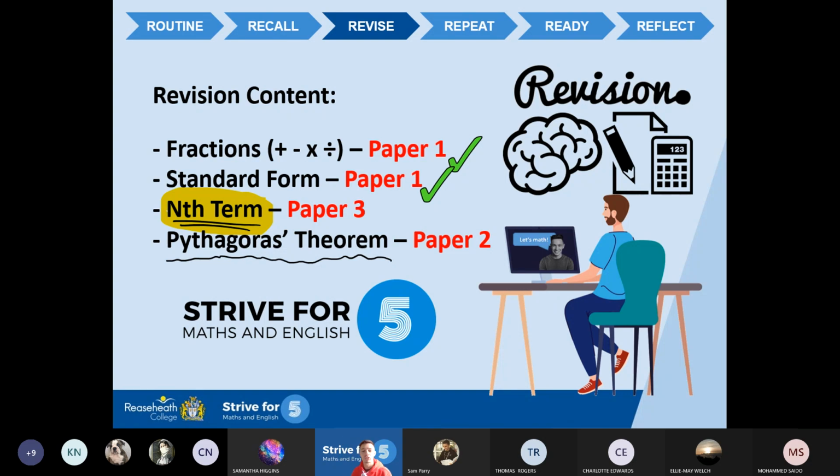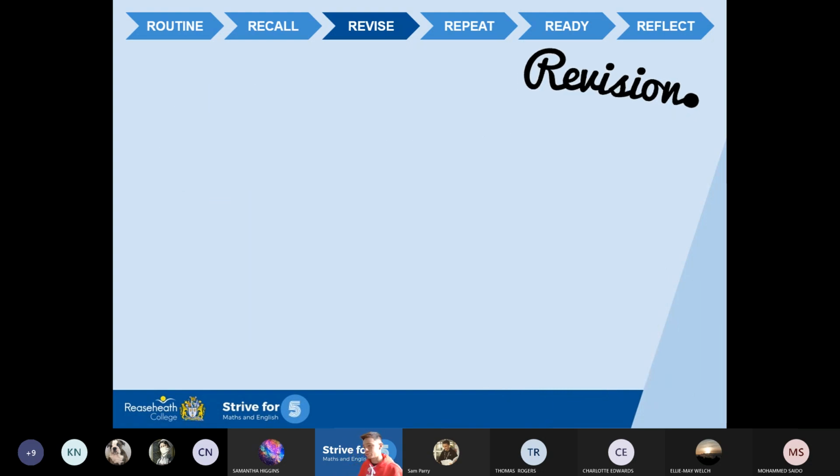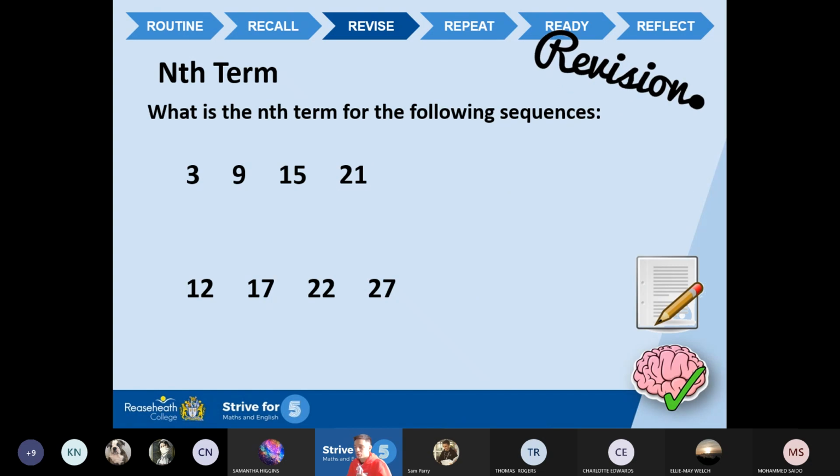Like I said, we're going to save Pythagoras for another session. Maybe Thursday afternoon makes sense, because I think Pythagoras is something that we know is coming up, and I want us to be fresh when we do it. I don't want it to be the end point where we might make mistakes and lose confidence, okay? So we are going to look at something called nth term.